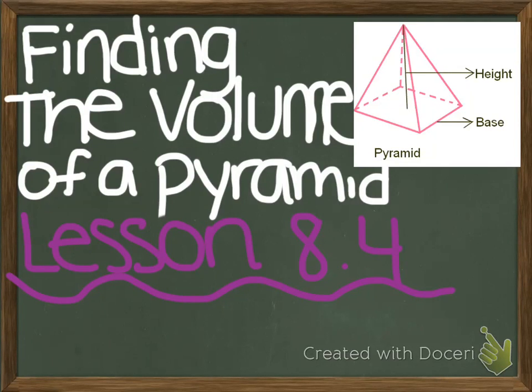Hello everyone, today we're going to be learning how to find the volume of a pyramid. Now, a pyramid has 1/3 of the volume of a prism with the same base and height. So hopefully with these examples you'll be able to learn how to find the volume by using lesson 8.4.